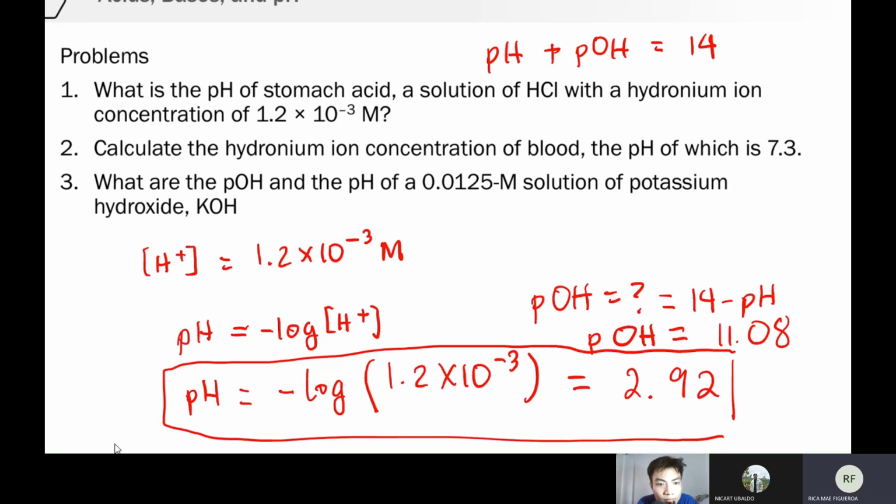Sir, may unit po yan? Walang unit yung pH. Value lang siya. Number lang. Kaya tinatanggal natin yung concentration unit dito. Number lang kasi siya. Nakuha nyo naman sa calcu.